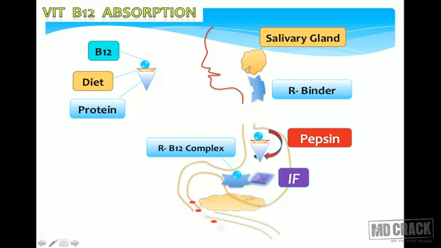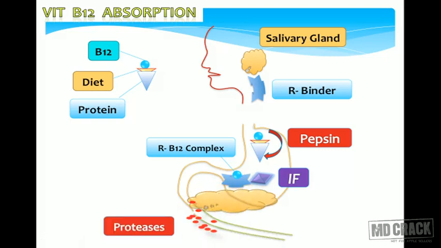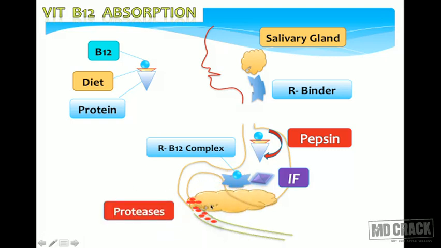What happens further is that we have pancreatic enzymes, mainly proteases. This complex comes from the stomach to the duodenum. Here, in the second portion of the duodenum, there is secretion of the pancreatic proteases. They break down this complex, and only then does the vitamin B12 become free. Then it binds to the intrinsic factor, which happens in the first portion of the jejunum. So the intrinsic factor and B12 complex is formed in the first portion of the jejunum.